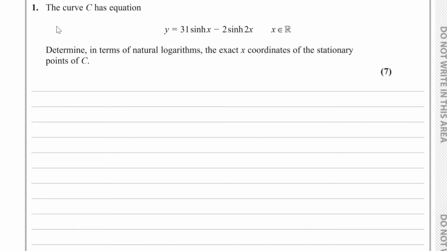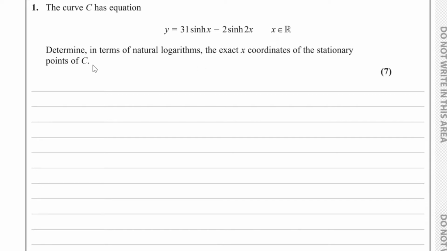Question number 1. The curve C has equation y equals 31 sinh x minus 2 sinh 2x, where x is a real number, and we have to determine, in terms of natural logarithms, the exact x-coordinates of the stationary points of C. Because we're talking about stationary points, we would have to differentiate this.